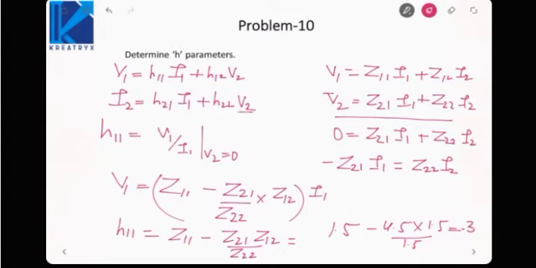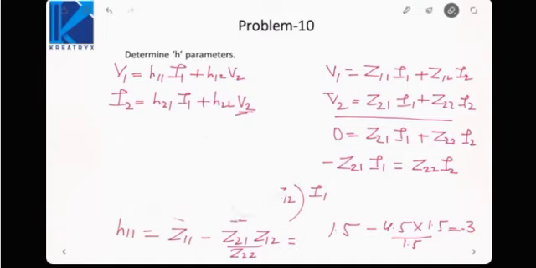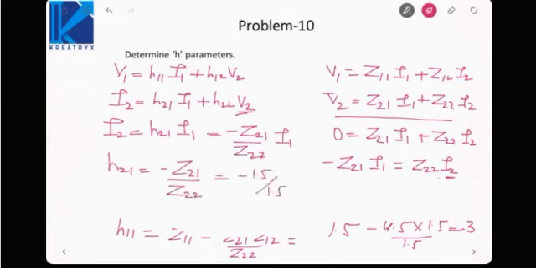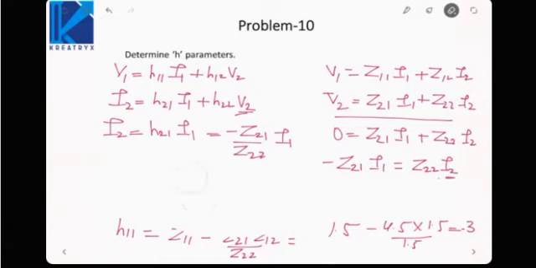Similarly, since we have kept V2 equal to 0, I2 will be H21 I1. That is I2 is equal to H21 I1. And from this equation I can say I2 is equal to minus Z21 by Z22 I1. So H21 is minus Z21 by Z22. That is minus 1.5 by 1.5, that is minus 1. Okay. So these are the two parameters of the H matrix or the hybrid parameters.